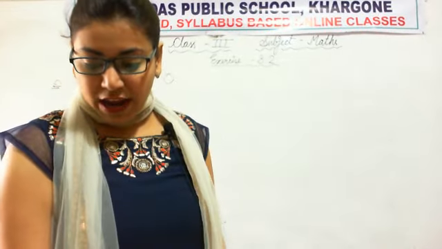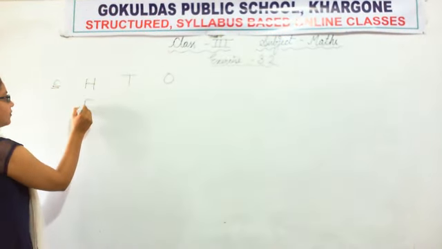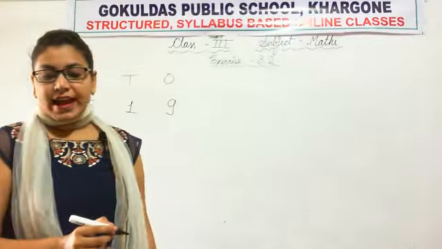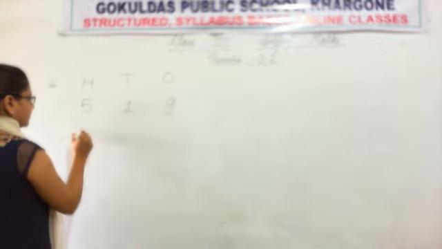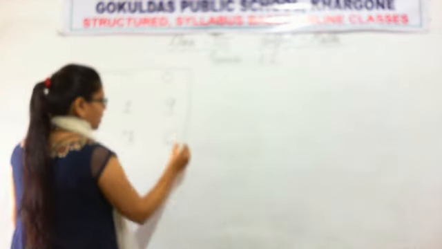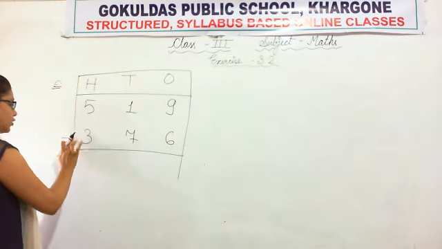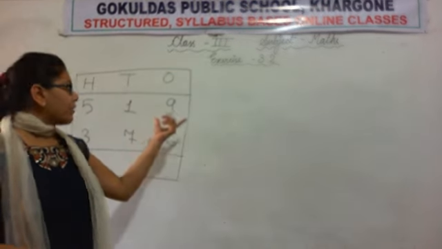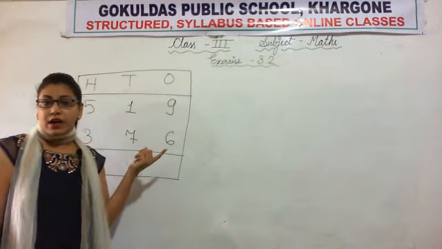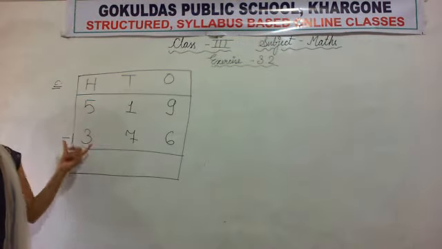First of all, let me write hundreds, tens and ones. The minuend is 519 and the subtrahend is 376. Let us make the table first. You all should make it with a scale. Starting from the ones, we will subtract ones from ones, then tens from tens, then hundreds from hundreds.